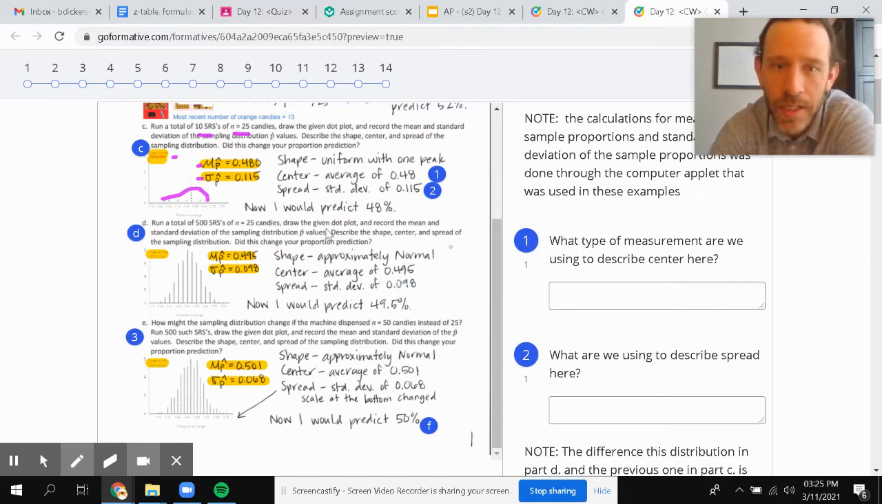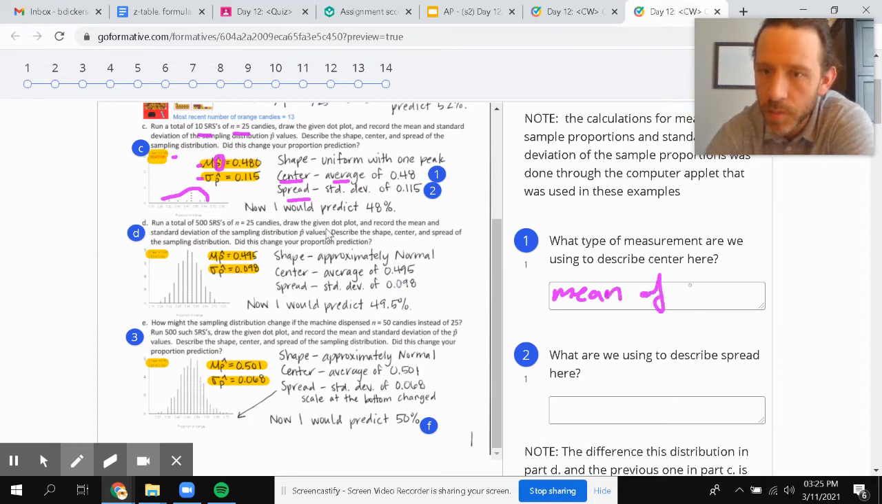Number 1 and 2 are asking about what type of measurement did we use for center and what type of measurement do we use for spread. Well, in this case, we got a value from our mean, but the symbol is not just any old mean, it's the mean of our p-hats, and p-hats are sample proportions. So we would say for center, we took the mean or average, they use the word average, of our sample proportions.